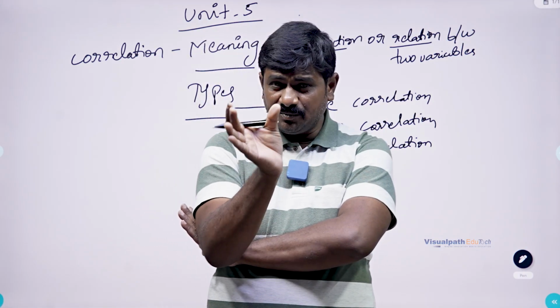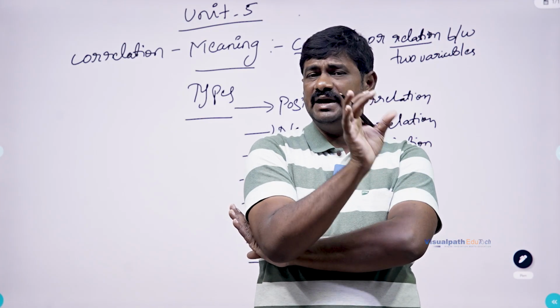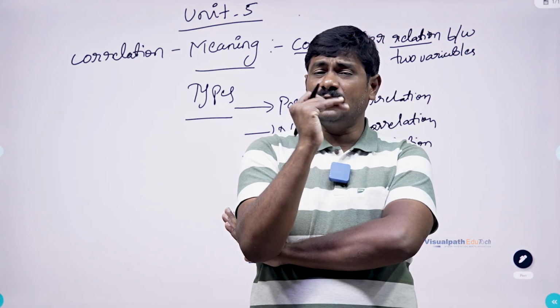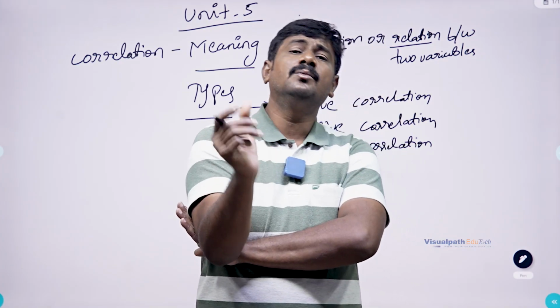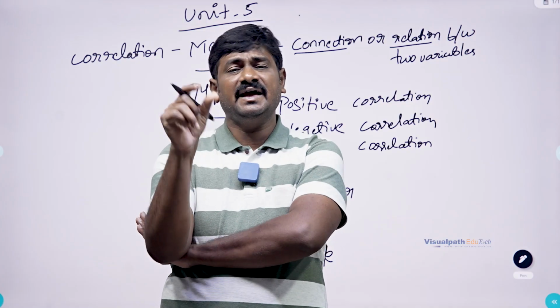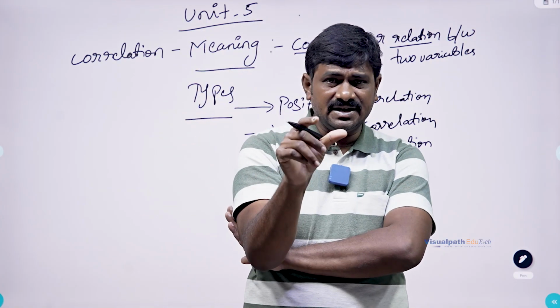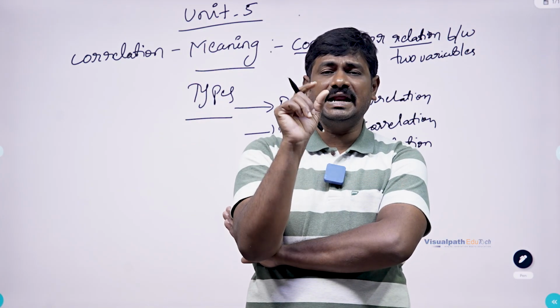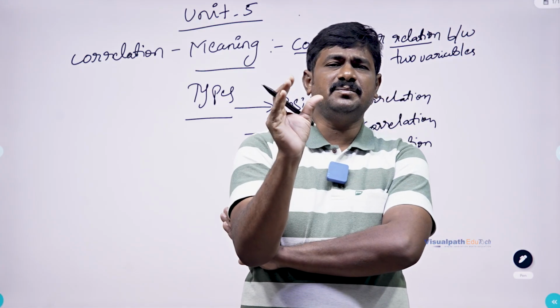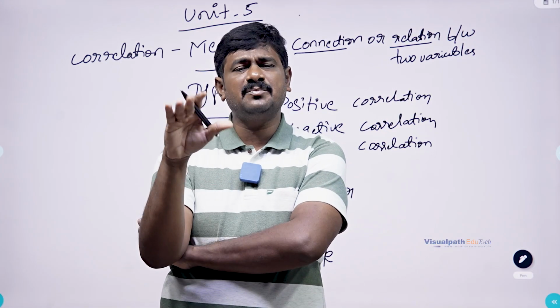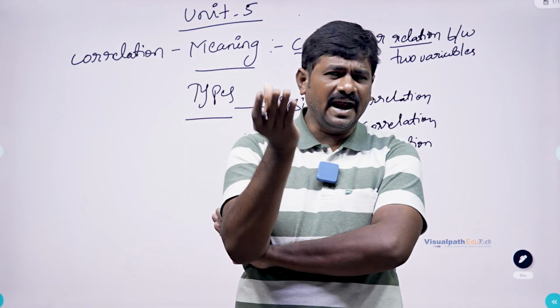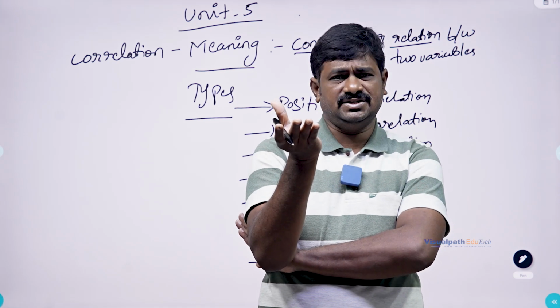Both depend on each other. One variable is going to affect the other. Both variables are in relation, and that relationship is called correlation. Not only in business examples, in our daily life, in any area we can identify correlation.